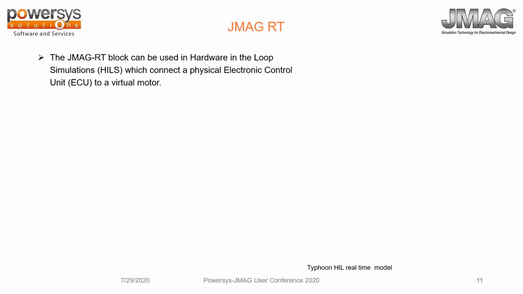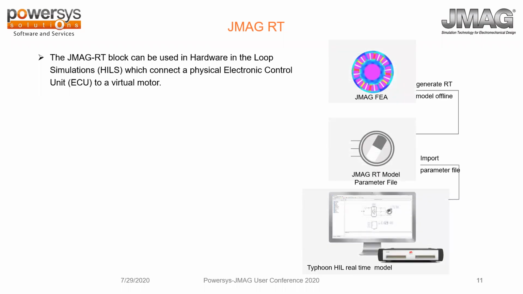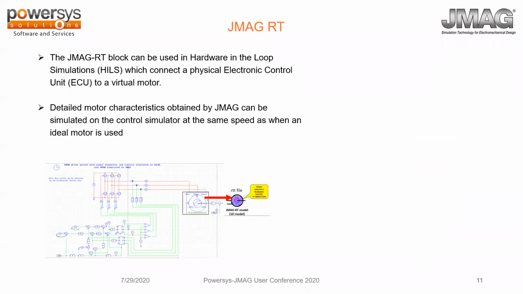All right, before moving a little bit further, as I said, the Jmag Rt block can be used in hardware-in-the-loop simulations, which connect a physical ECU to a virtual motor. For example, one of the examples you can see on my screen, where Typhoon Hill is a real-time model. Jmag Rt is created from the FEA and then imported into Typhoon. And detailed motor characteristics obtained by Jmag can be simulated on a control simulator at the same speed as an ideal motor. One of the control simulator examples we are showing here, you can also use Jmag Rt in those conditions.